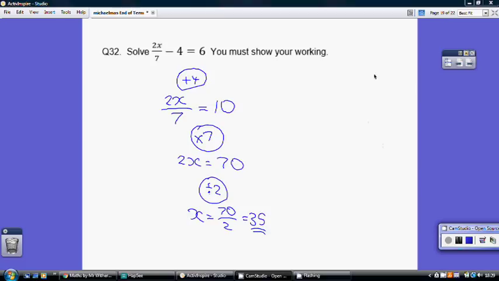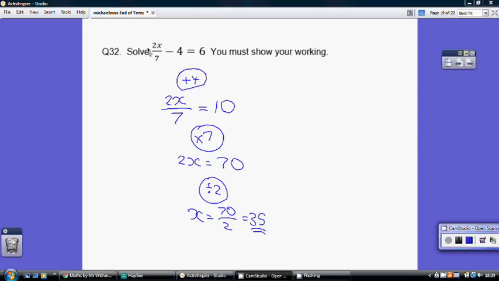Question 32. So we start off by undoing the -4 by choosing to add 4 to both sides. So at that point we've got 2x over 7 equaling 10. Then to undo this dividing by 7 we choose to multiply both sides by 7. So at that point we've got 2x equaling 70. And then finally to undo this timesing by 2 we choose to divide both sides by 2. So x is 70 divided by 2, which is 35.